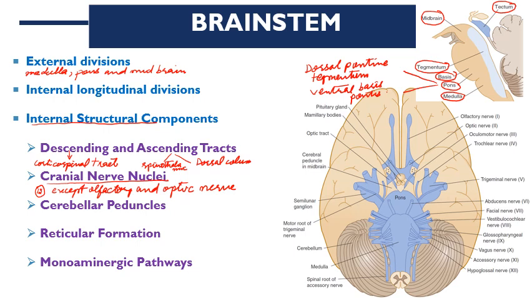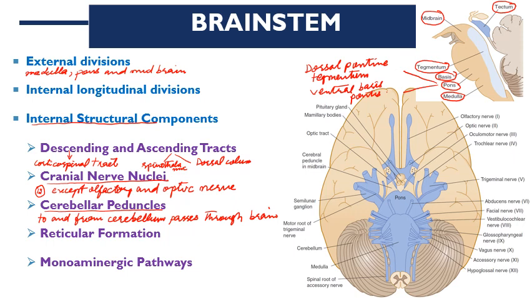Then the third internal structure is the cerebellar peduncles. The information to and from the cerebellum passes through the brainstem with the help of cerebellar peduncles.